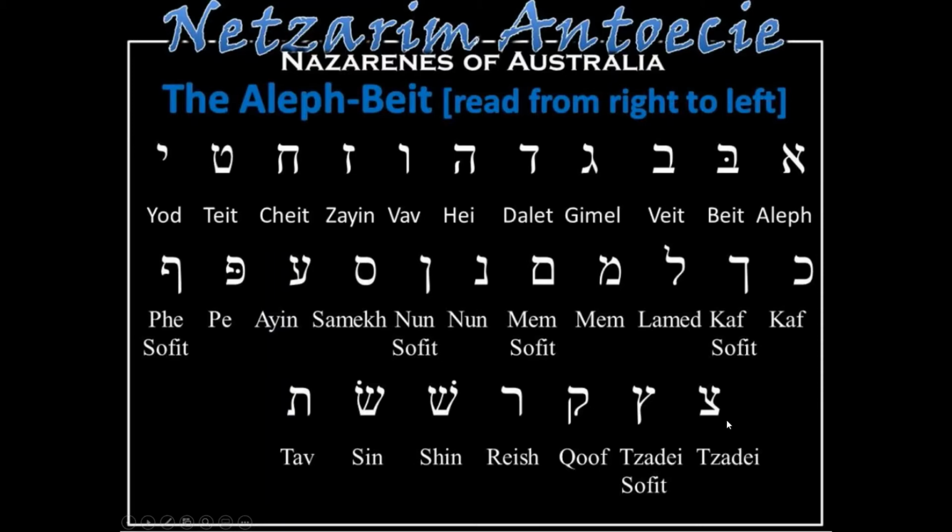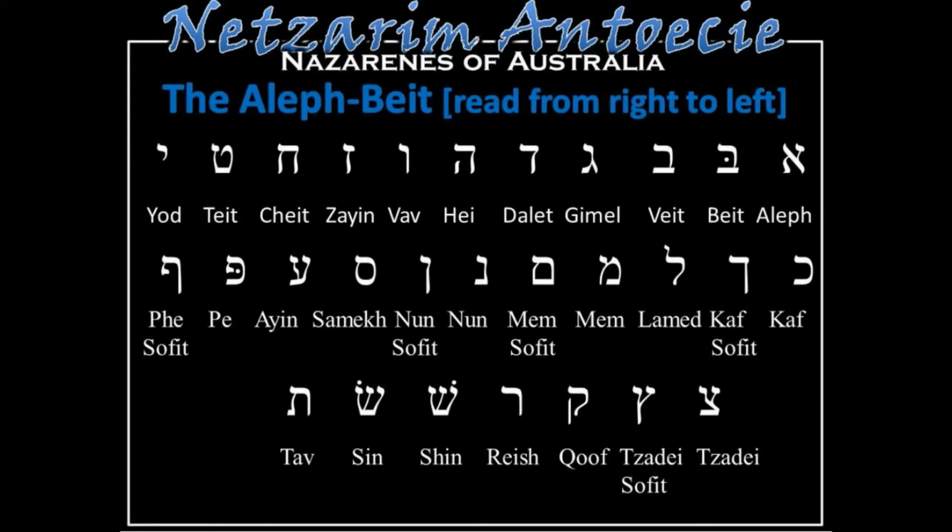Then we have a zadeh, so it's like a TZ or TS sound. And then we have a zadeh sofit. Then we have a kuf, we have a resh, we have a shin because the dot is on that side. And then we have sin, so it's a sh sound or an S sound. And that's because the dot is on that side. Then we have a tav, the last letter.